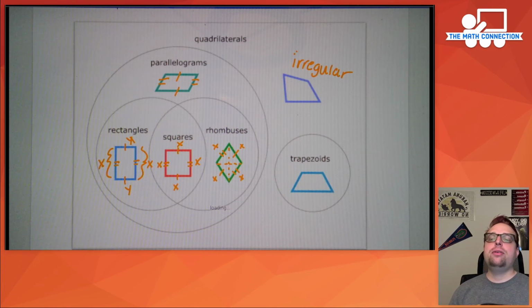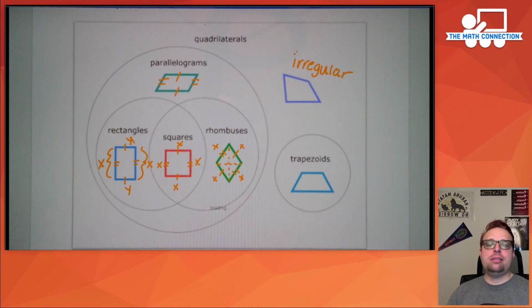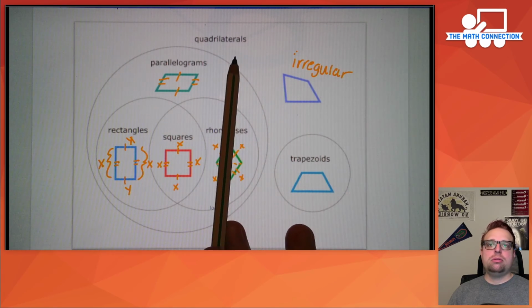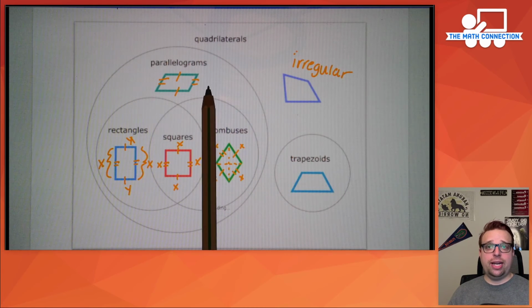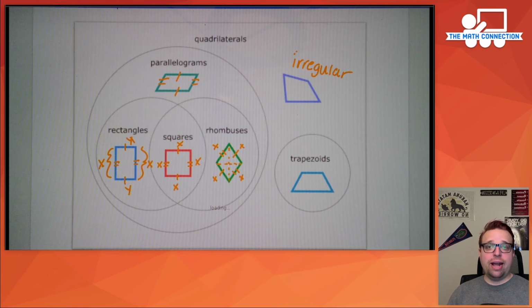Now, there's another way to explain these properties, and that is to talk about things being mutually exclusive of each other. So every square is a quadrilateral. That statement is true, right? Because a square has four sides, and to be a quadrilateral, you just have to have four sides. That's the only criteria, right? So me saying every square is a quadrilateral is a true statement.